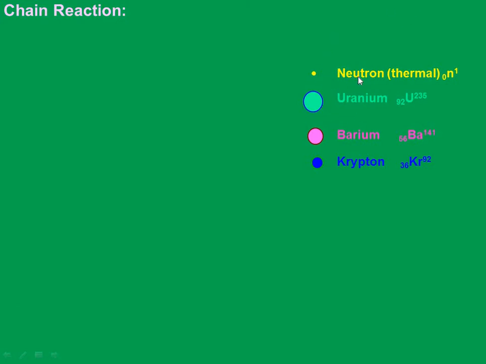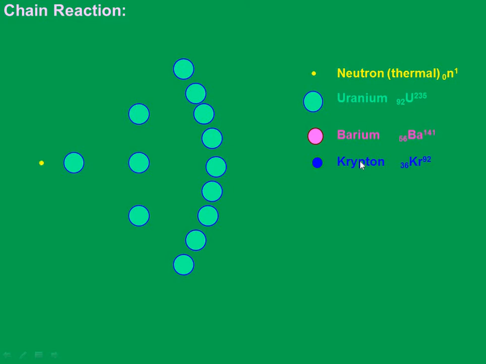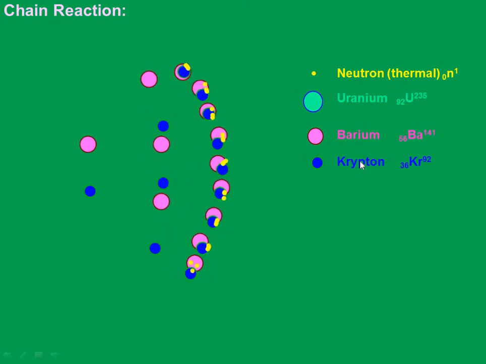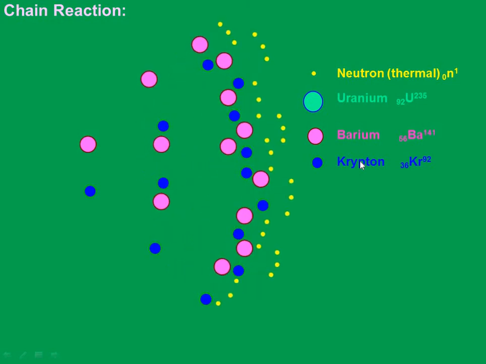This yellow dot represents thermal neutrons, while this sky blue is nothing but uranium, pink represents barium, and this blue represents krypton. Let's go for that. Okay, so initially I have taken many uranium-235 nuclei. When one neutron starts hitting this uranium-235, now you can understand how it is getting disintegrated. Have you seen there? Clear?